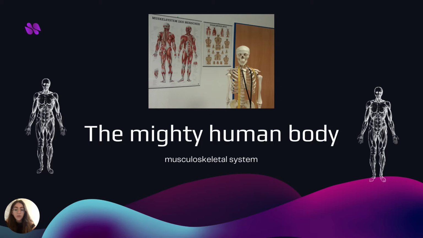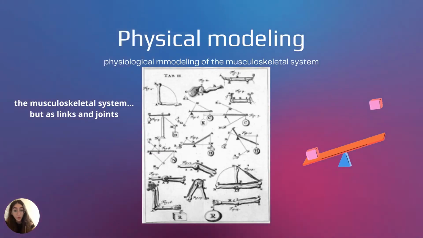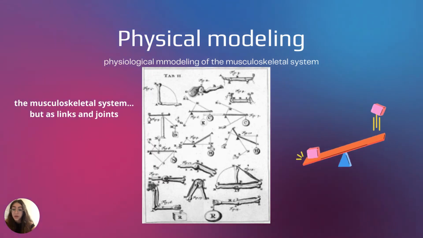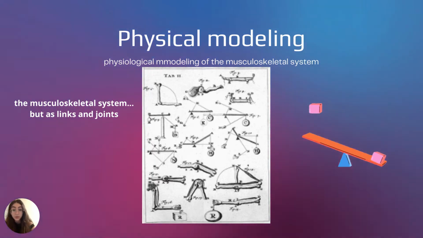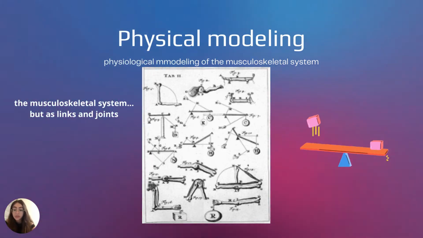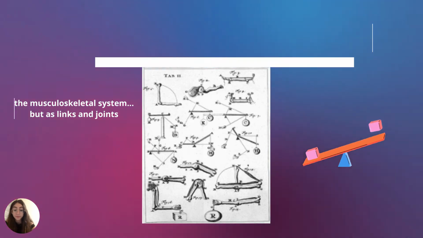But how can we really know how they function? Well, we can better understand how these two systems work in tandem by using physiological modeling techniques. One technique is physical modeling. The musculoskeletal system can be thought of as a system of interconnected links and joints to easily visualize how bones move with respect to each other and how the muscles can provide support for them.